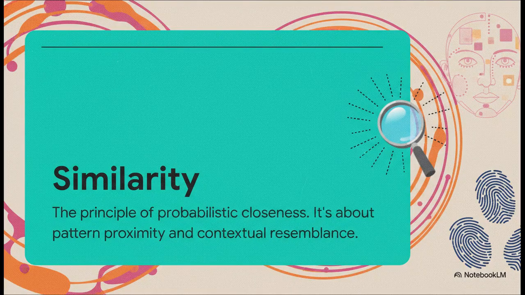Now, similarity, well, it's a completely different beast. It's way fuzzier. It works on what we call probabilistic closeness. So instead of asking, what is this? It's asking something more like, what does this remind me of? What is it close to? You know that feeling when you see a face that looks familiar, but you just can't place the name? That's your brain's similarity engine kicking in. It's all about patterns and context, not exact matches.